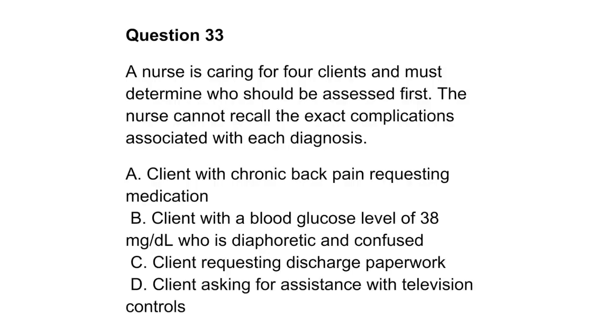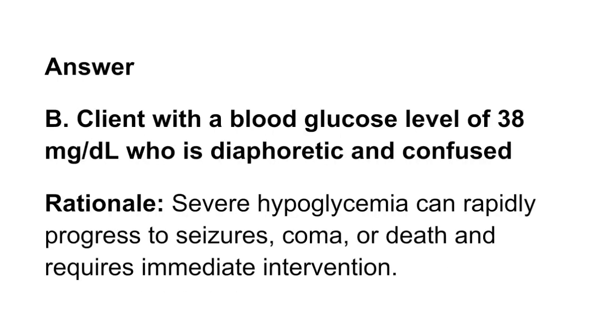B. Client with a blood glucose level of 38 milligrams per deciliter who is diaphoretic and confused. C. Client requesting discharge paperwork. D. Client asking for assistance with television controls. Answer. B. Client with a blood glucose level of 38 milligrams per deciliter who is diaphoretic and confused. Rationale. Severe hypoglycemia can rapidly progress to seizures, coma, or death and requires immediate intervention.